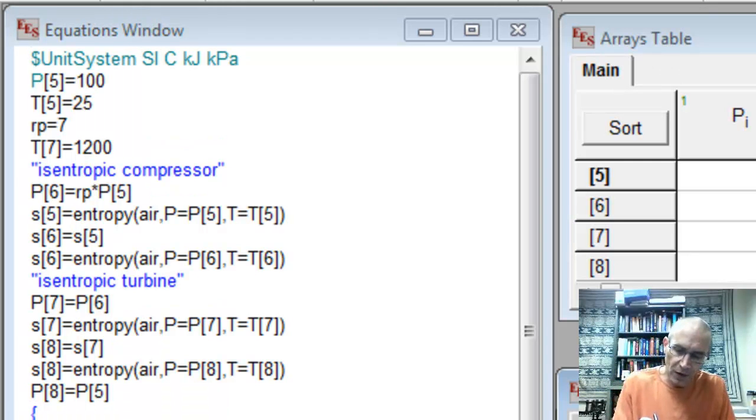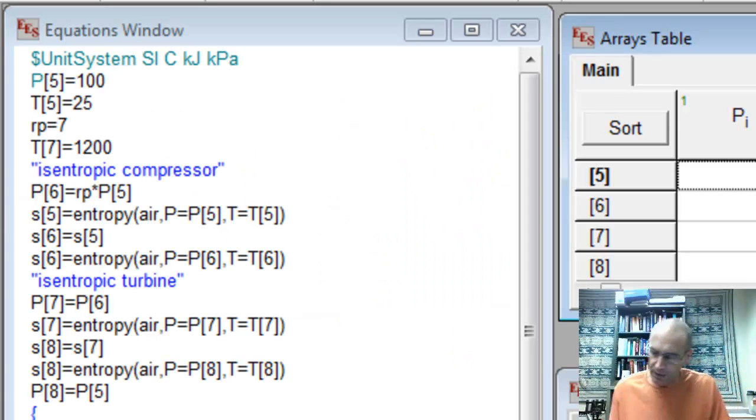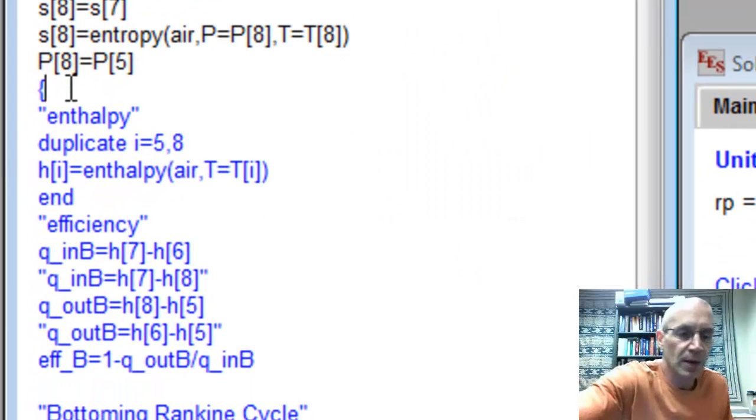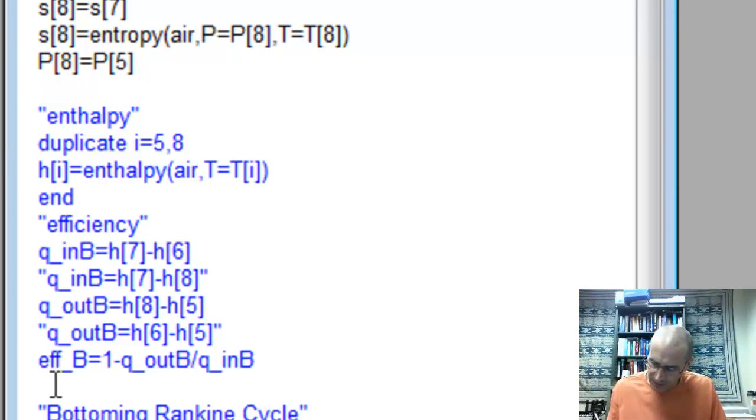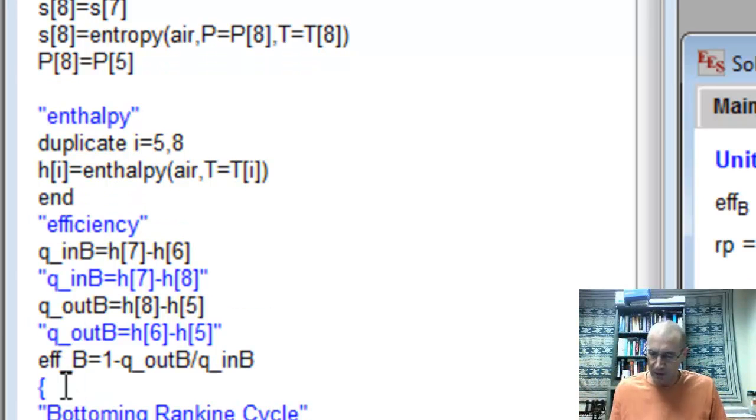So here we go, and there's our array table, and we have all of our pressures and entropies. So we should be able to keep moving through. We can go ahead and uncomment the next line, so we'll find out what the efficiency of this Brayton cycle is. If we look at what I have now, I've just found my enthalpy using the temperatures of the air, and then my efficiency. The heat input is 7 to 6, and the heat output is 8 to 5. Ignore those commented lines. I'll mention those in just a moment.